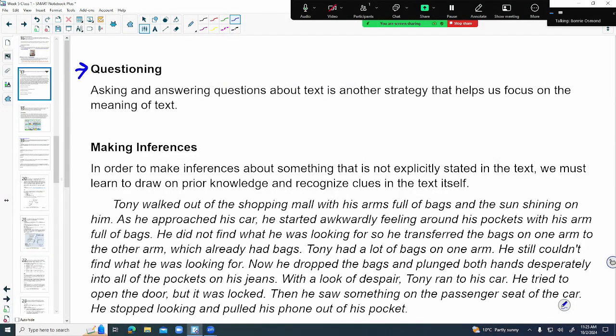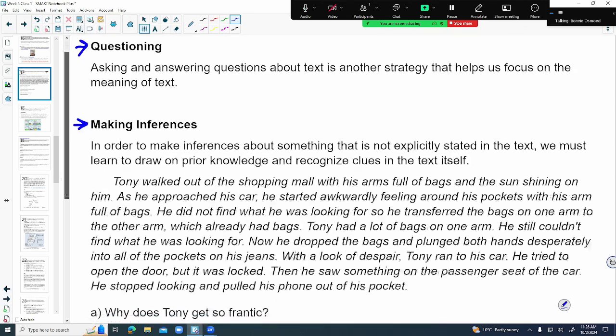Another strategy is questioning. Asking and answering questions about text is another strategy that helps us focus on the meaning of text. So, reading something and going, well, I wonder why she did that, and it might not explain it right away. Okay, so you might go, I wonder why she did that. Maybe it was because she saw the wolf do it. Okay, so asking and answering questions.